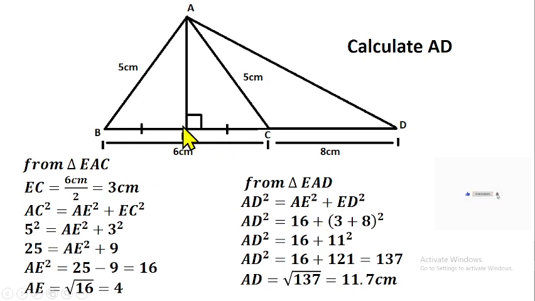What's our ED? ED from here to here is from here to here plus from here to here. From here to here is 3, and from here to here is 8. So we have 3 plus 8 all squared. So AD square is going to be 16 plus 3 plus 8, which is 11, then squared. 11 square will give us 121. 16 plus 121 will give us 137. Then to find our AD, you have to take the square root of both sides. So AD will be 11.7 centimeter. So you can see how we resolve this triangle using Pythagoras theorem as well.